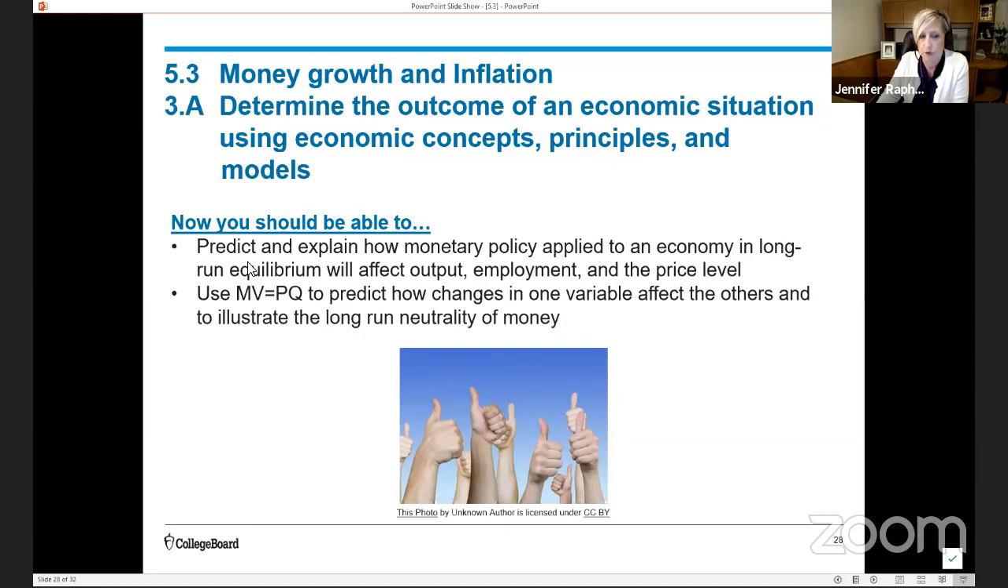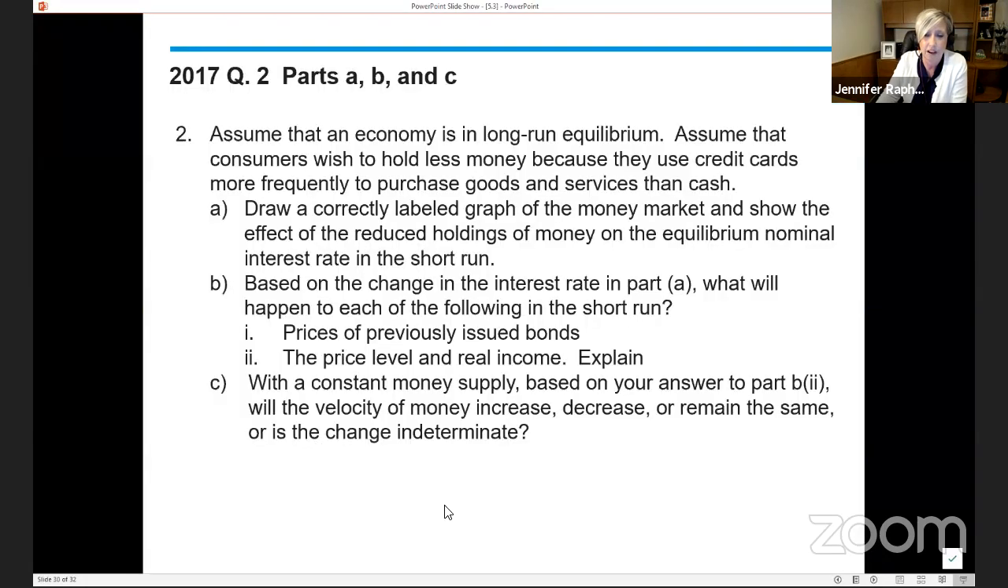So this is what you should be able to do now. You should be able to predict and explain how monetary policy, when applied to an economy in long run equilibrium, will affect output, employment, and the price level. And you should be able to use that formula MV equals PQ to predict how changes in one variable affect the others.